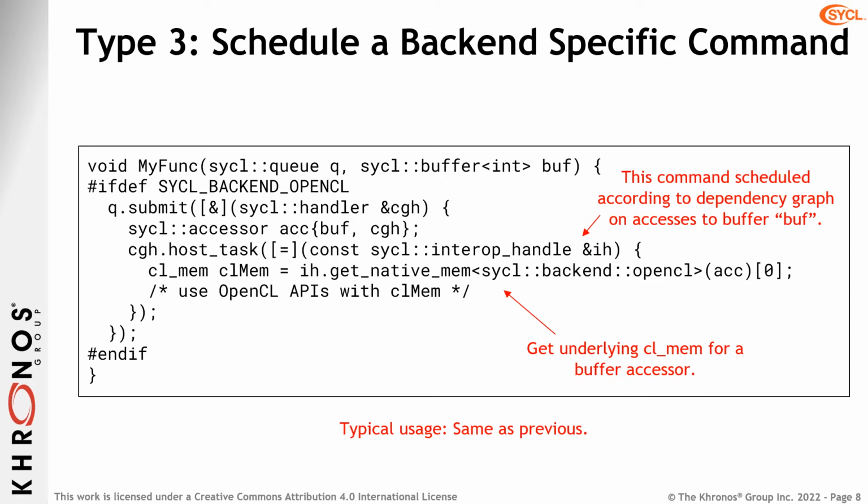The interoperability part comes from the special interop handle that's passed as a parameter to the host task. The interop handle allows you to get the associated backend object from an accessor. So here we call getNativeMem, pass the accessor as a parameter, and we get back a CLMem object. You can then use the CLMem to reference any data on the device that's inside this buffer.